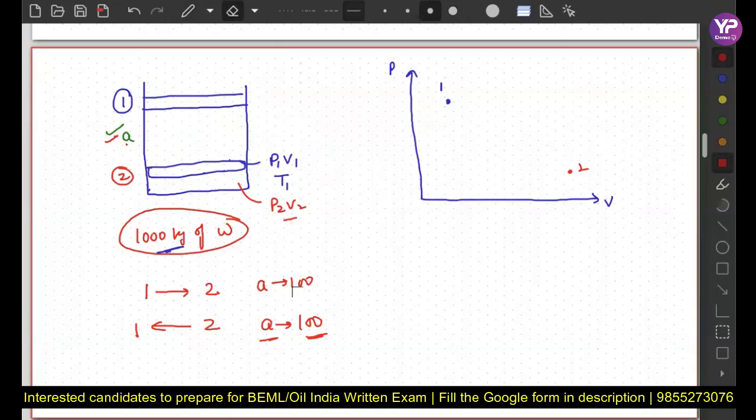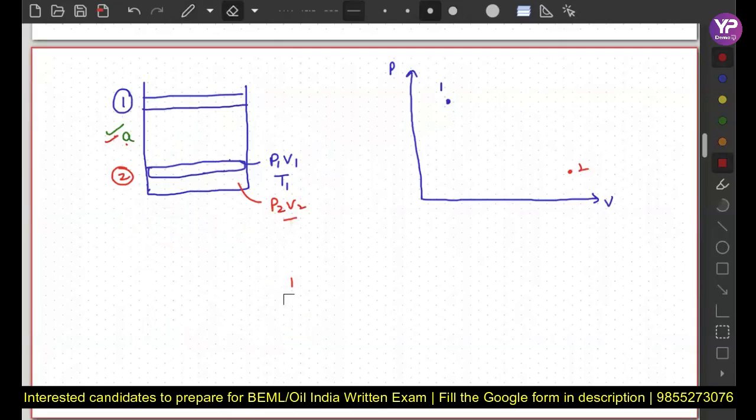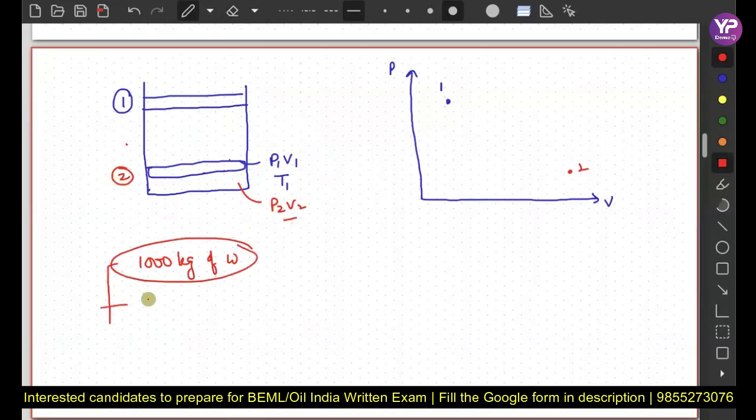Now understand what is the meaning of quasi-static process here. Again, you are putting the 100 kg of weight over this slider. Now the way is different. First you put 0.001 gram, then you again put 0.001 gram. So you are putting one by one a small amount of weight over the slider. As you are putting one by one small amount of weight, what will happen? The piston will go slowly from 1 to 2 here.